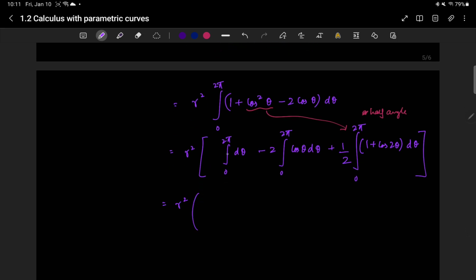So we have r squared. We can already evaluate some of these integrals. This will just give me theta from 0 to 2 pi. Then I have minus 2 sine theta from 0 to 2 pi. Then the first one is going to give me another half theta from 0 to 2 pi. And 1/2 cosine 2 theta is going to give me, oh sorry, the antiderivative of cosine is positive sine, so sine 2 theta divided by 2, from 0 to 2 pi.